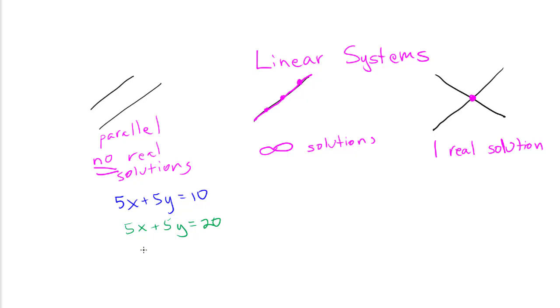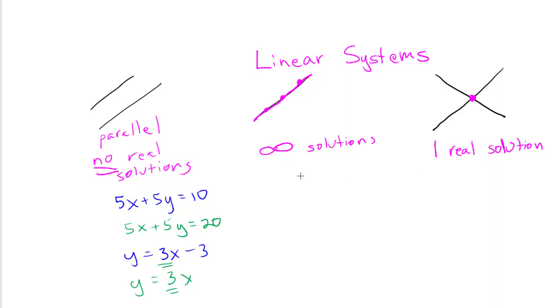In y equals mx plus b format, that might look something like y equals, say, 3x minus 3. Or a parallel line to that would be y equals 3x. Different y-intercepts, so they're separate lines, but they have the same slope, therefore they're parallel lines. So that's what we'd be looking for as examples of no real solutions for a system of linear equations.